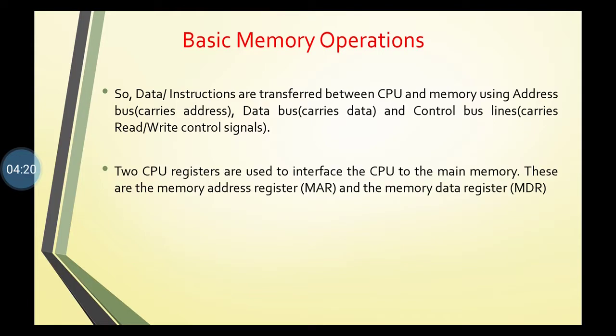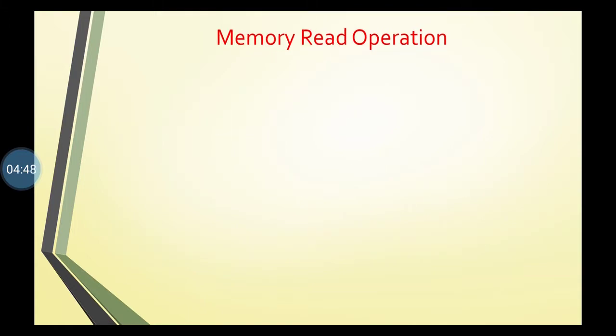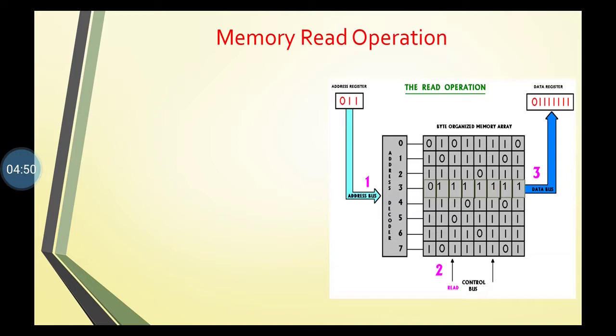In addition to that, 2 CPU registers are required to interface the CPU with main memory. These are memory address register (MAR) and memory data register (MDR). MDR is used to hold the data to be stored or retrieved and MAR holds the address of the specified memory location. Let us see the various steps involved in memory read operation.